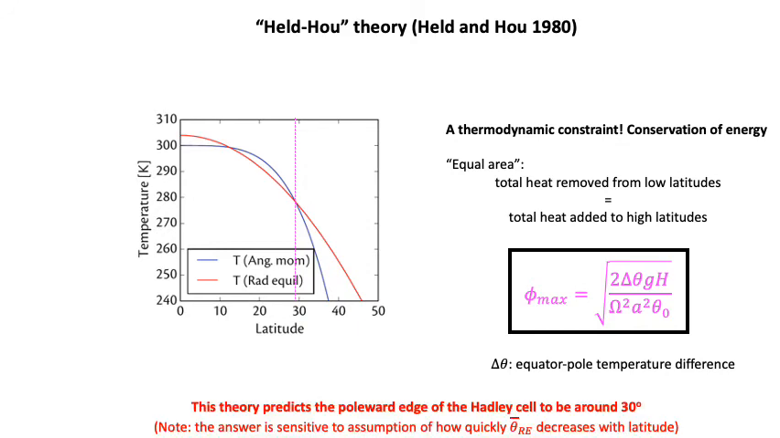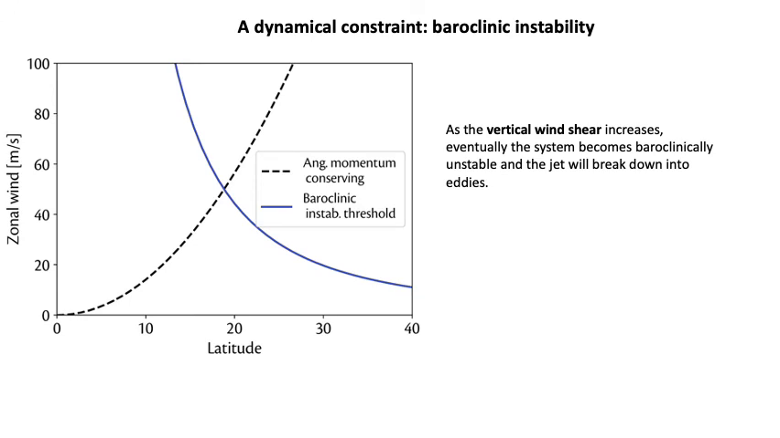And so just to note, this theory predicts that the polar edge of the Hadley cell is around 30 degrees, which isn't too bad. I should emphasize that the answer is actually pretty sensitive to the assumption of how quickly this theta bar RE, the radiative equilibrium solution, the red curve, decreases with latitude. And there are people who debate. It's actually not that straightforward to predict what that should look like. But it's still a beautiful theory and gives a very reasonable answer.